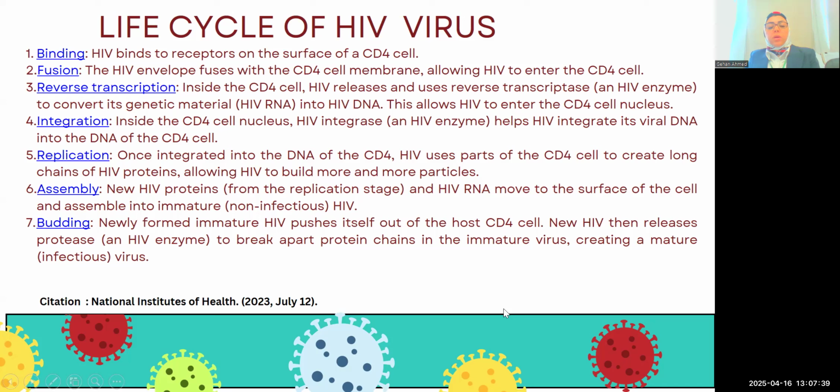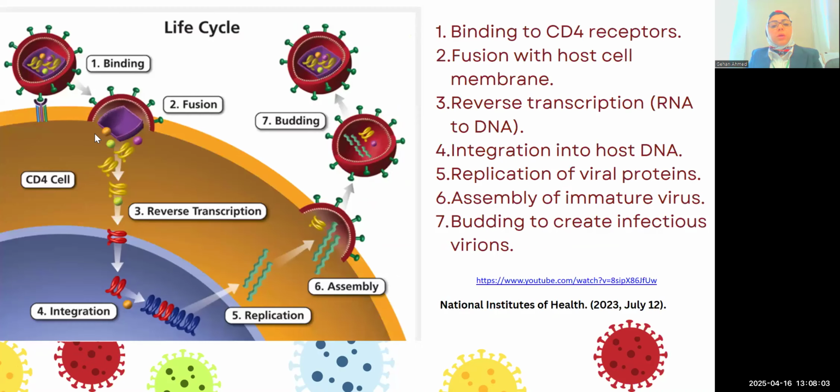Now let's talk about the life cycle of the HIV virus. It is divided into many stages, starting with binding to the CD4 receptors on the host cell. This represents the host cell, this is the receptor, and this is the virus.